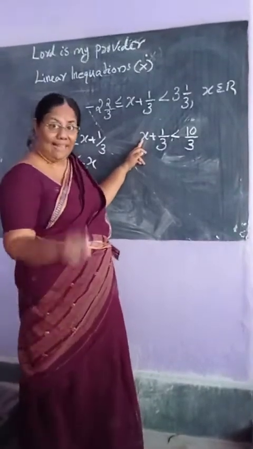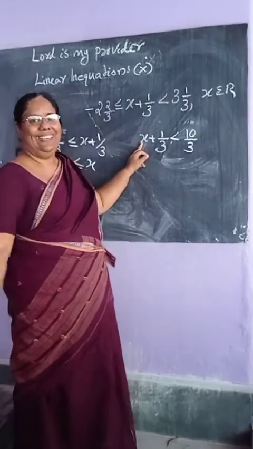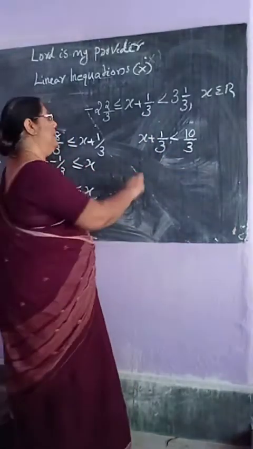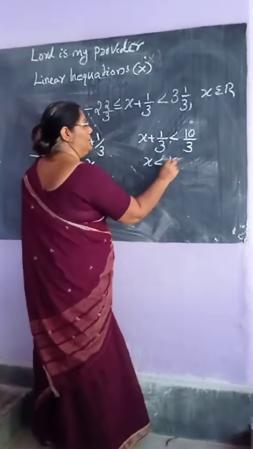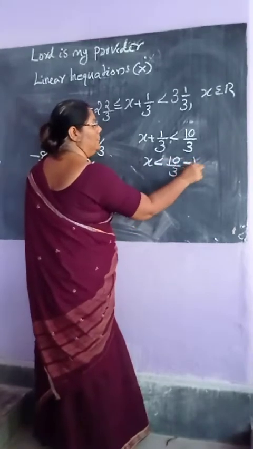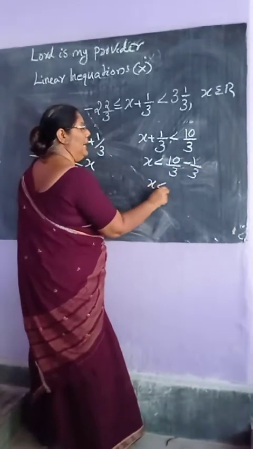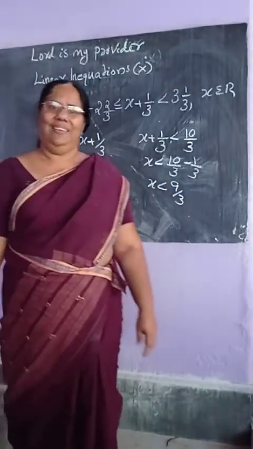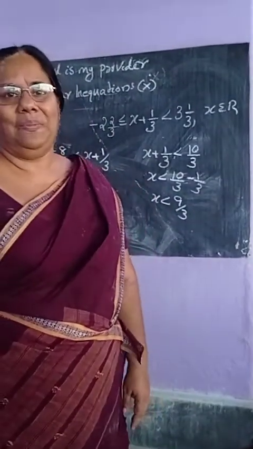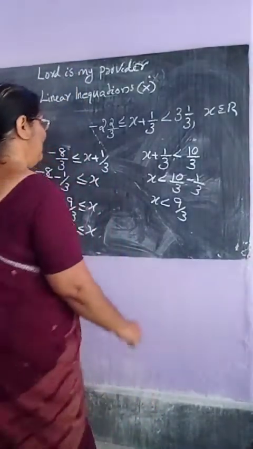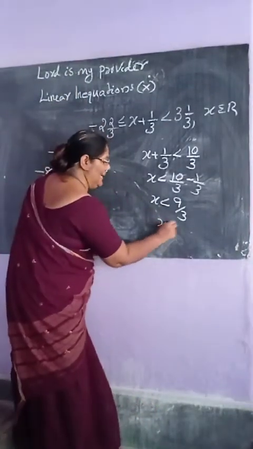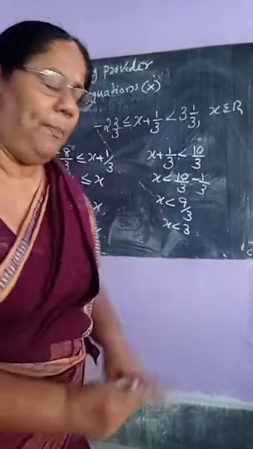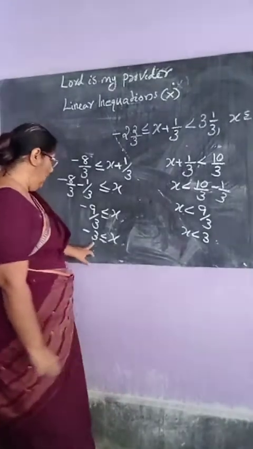Here this is x, and that x is positive. Then what to do? Move this plus 1 by 3 to the other side. That is x less than 10 by 3 minus 1 by 3. x less than 10 minus 1, 9 by 3. Very simple question. 9 by 3. Understand? Now, what is 9 by 3? x less than 3, on the other side. Now, which is the smaller part here? This is the smaller part.